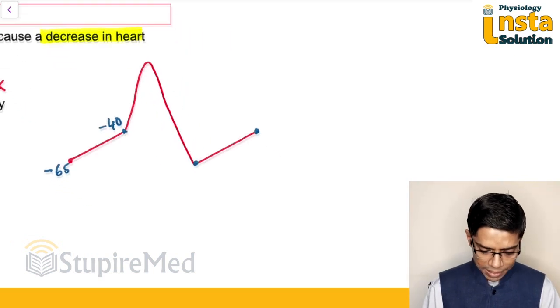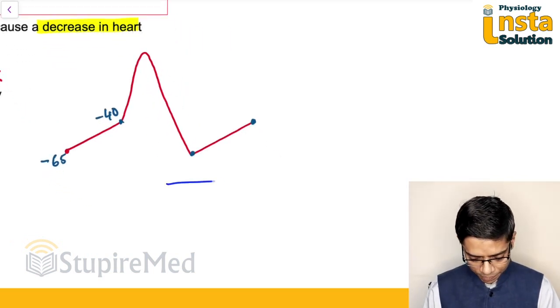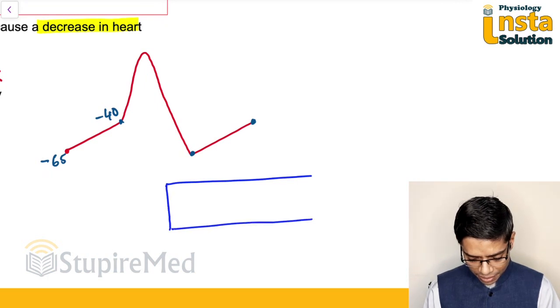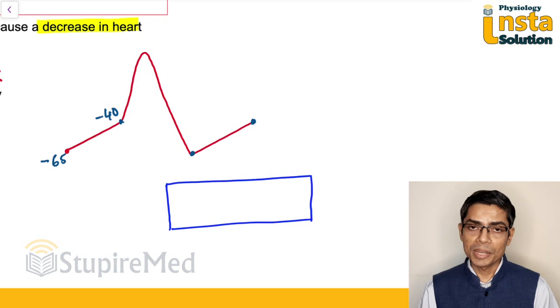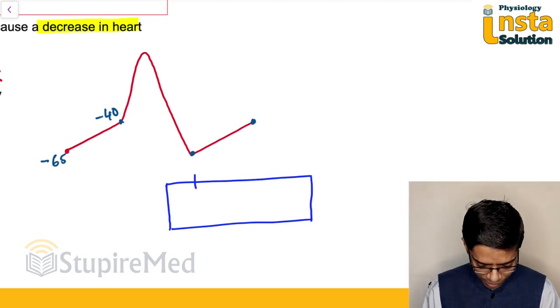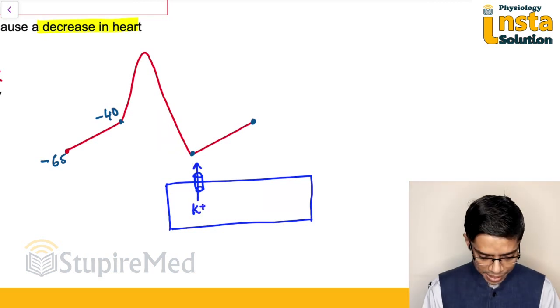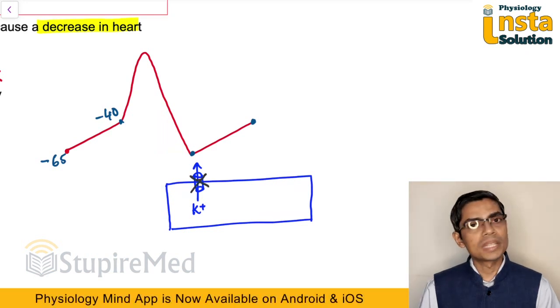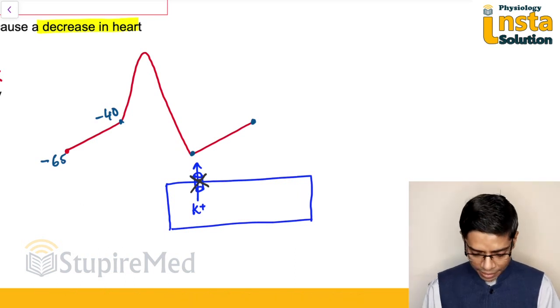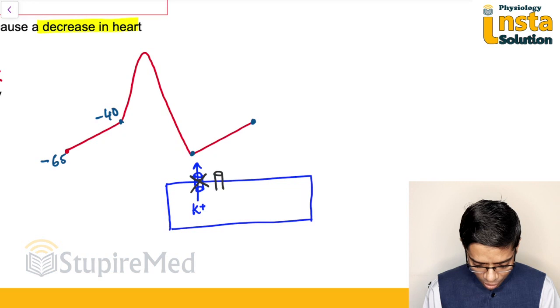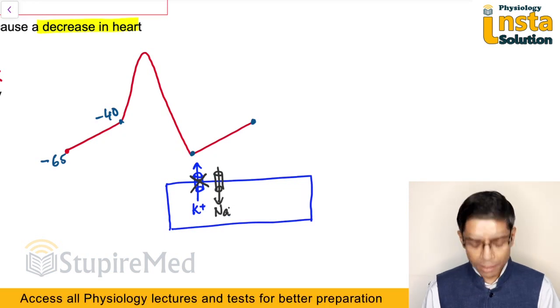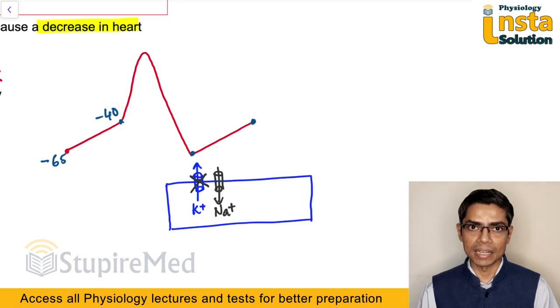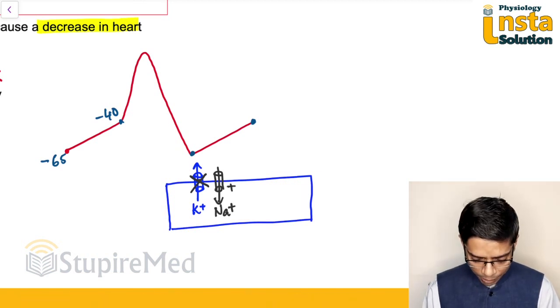Now if I look at what is happening at the level of this prepotential, I have to remember three things which are responsible for prepotential generation. Number one, there will be decrease in potassium permeability from this cell. If there is decrease in potassium permeability, the cell is losing less potassium. Then there will be increased entry of sodium through a channel known as the HCN channel. Sodium entry means there will be more and more positivity, and membrane voltage will rise more and more.